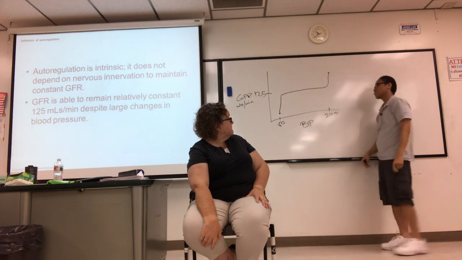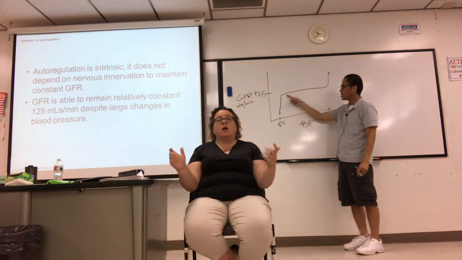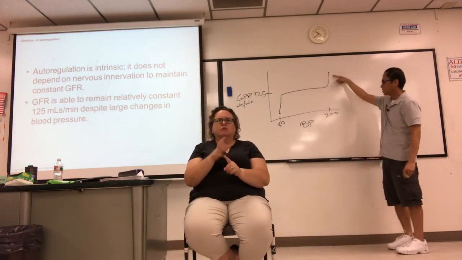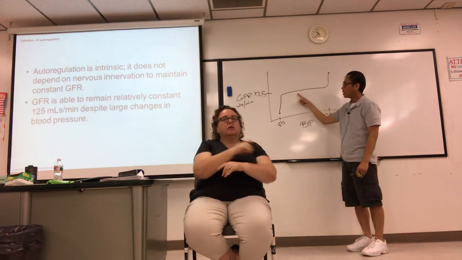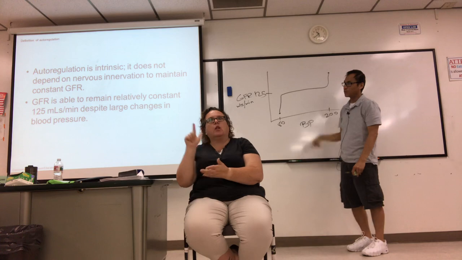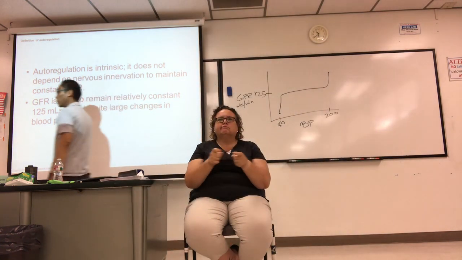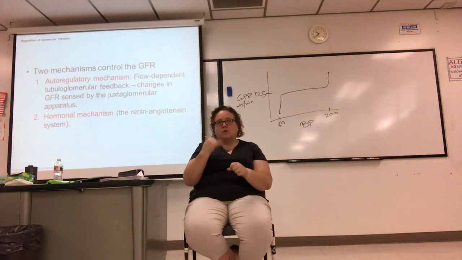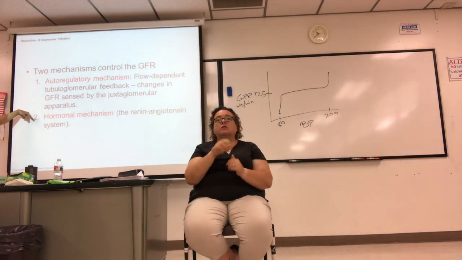Like that. Within a wide range between 80 and 200, you keep it relatively constant. It doesn't really skyrocket until you get super high, or drop off until you get super low. So it can really maintain 125 all by itself across a wide range of blood pressure changes. And that's why we teach these two mechanisms. How does it keep it so steady despite changes in blood pressure? There's an autoregulatory mechanism and a hormonal mechanism.